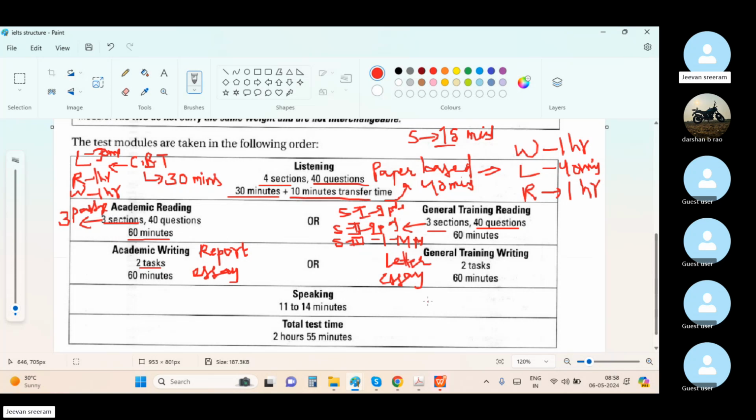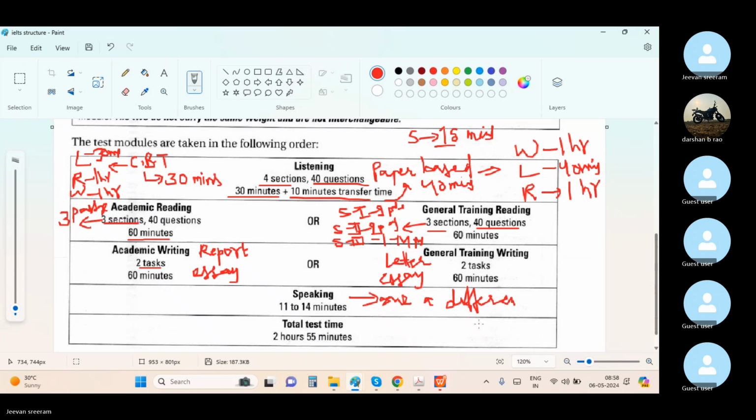And speaking, as I have just mentioned, lasts 15 minutes, on a different session on a different day. So mostly the speaking dates are going to be within 2 days before or after your LRW date. LRW date is the date you book a slot on. So for example, if you book a slot on 10th May, LRW are going to be conducted on that day. Speaking is going to be allocated between 8th and 12th May. Any day between 8th and 12th May.